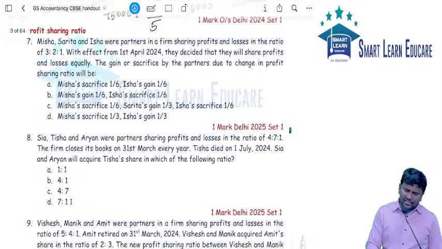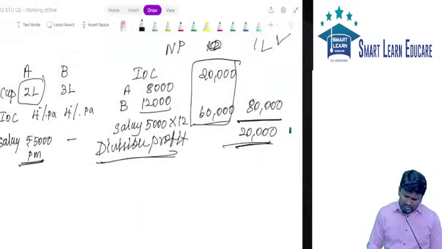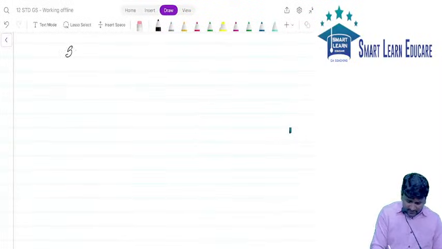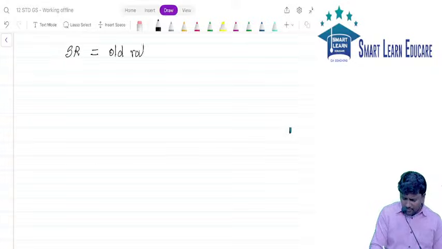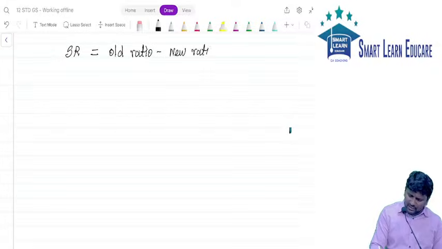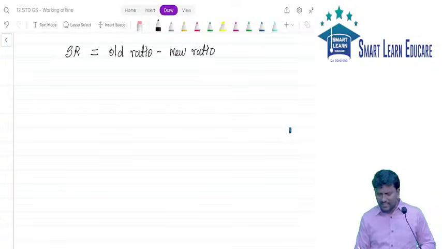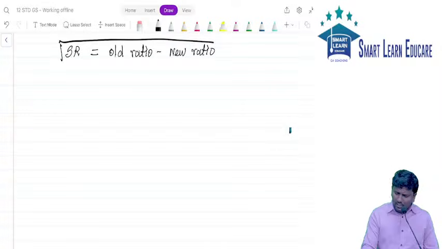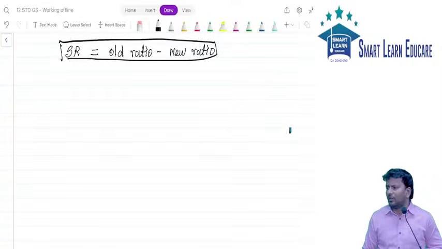Next, some questions related to profit sharing ratio. Here, the logic we should understand: first of all, what is sacrificing ratio? Sacrificing ratio is equal to old ratio minus new ratio. We will do more questions on admission of partner. In total we have 6 types of questions in ratio, and all 6 types we will do in class itself. One of the important formulas we use in ratio is sacrificing ratio. What is sacrificing ratio? It is old ratio minus new ratio.